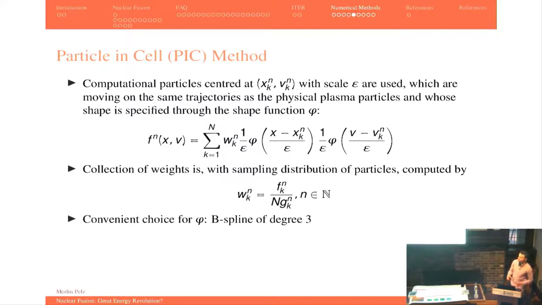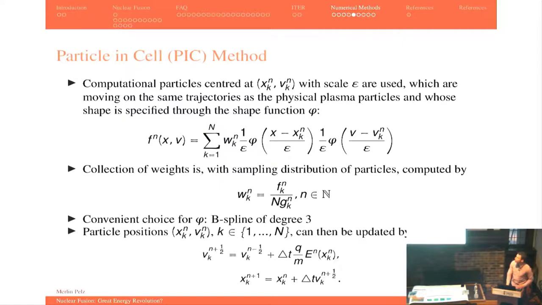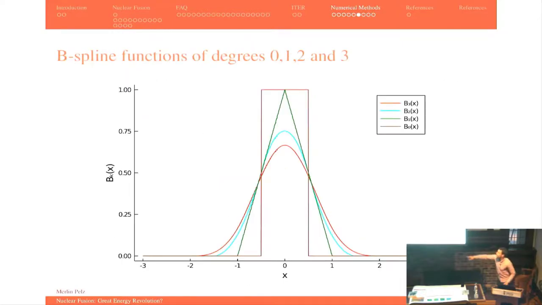And a convenient choice for this shape function is a blurry kind of ball. This blurry kind of ball is called the B-spline, of degree 3, so that it's smooth. Okay, what is a B-spline? A B-spline of degree 0 is just this step function, and it measures if there are plasma particles here. If there are none, it gives a 0, and then suddenly it gives a 1 if there are plasma particles. So basically a yes or no.